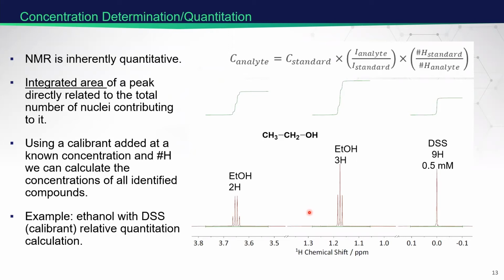Now, in a mixture where the concentrations vary, if we have a calibrant that's added at a known concentration, and of course we know the number of protons it has, we can calculate the concentration of any other metabolite we identify in the solution.